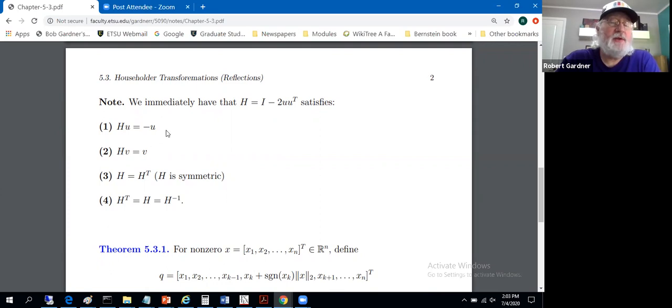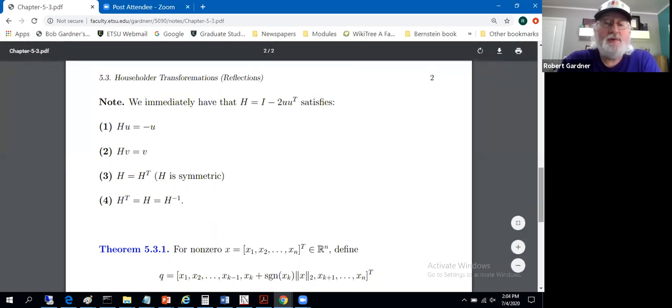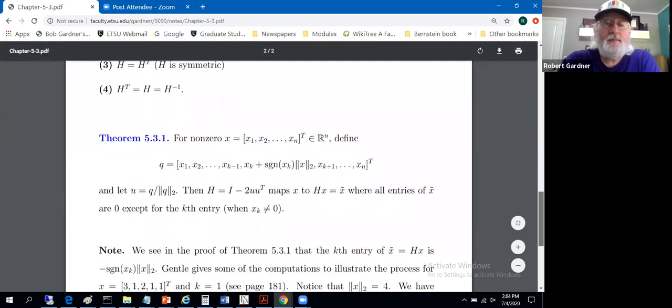Also, both of these make good geometric sense. If you reflect vector v about vector v, nothing happens. If you reflect vector u about vector v, you get negative u. Remember, u is perpendicular to v, so it makes geometric sense. And easily confirm that this is a symmetric matrix, running through it with a transpose. And easily confirmed by calculation that its transpose is its inverse. So it's its own inverse, by the way.